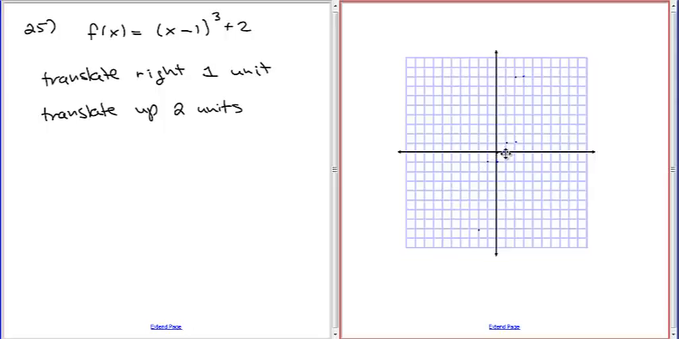Over 1, down 1, over 1, over 2, down 8. Okay, so it looks kind of like that. And then finally, you're moving up 2. So we go 1, 2 to here.